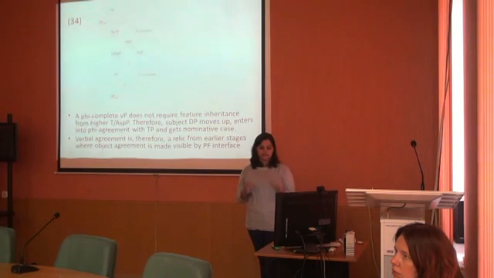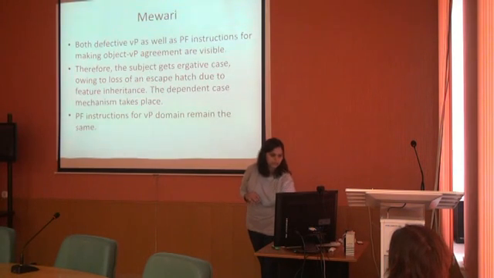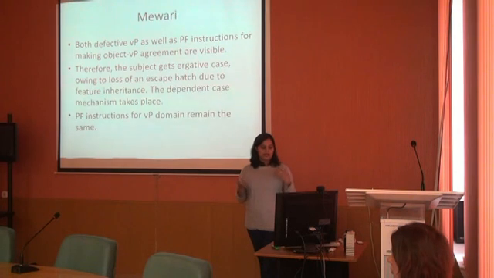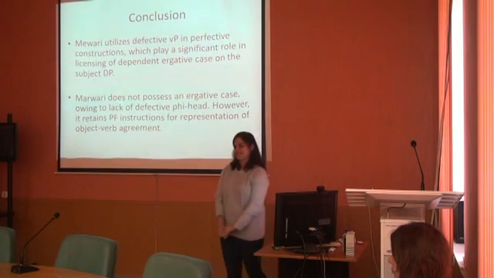A phi complete vP does not require feature inheritance, and then you can agree with T. And verbal agreement is just a relic from an earlier stage where object agreement was made visible by the PF interface. So in conclusion, Mewari has both a defective vP as well as PF instructions for making object agreement visible. Therefore, the subject gets ergative case owing to not being able to move up closer to T, and the dependent case mechanism gets triggered. The PF instruction for the vP domain remains the same in Marwari. So Marwari does not possess an ergative case. That is it. Thank you.